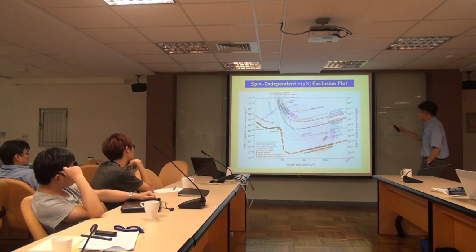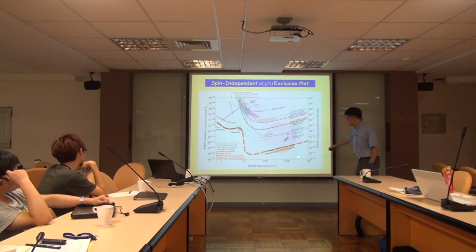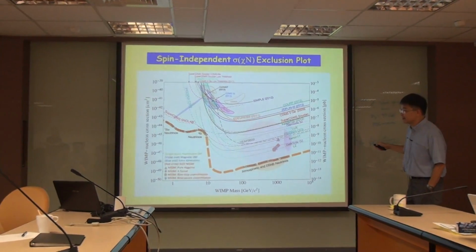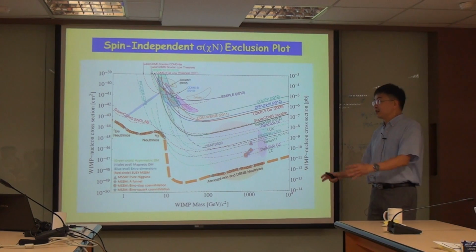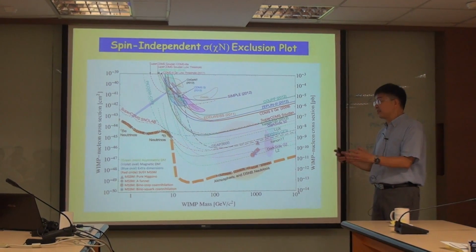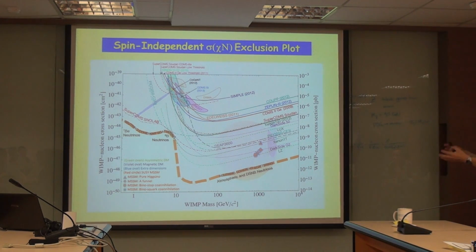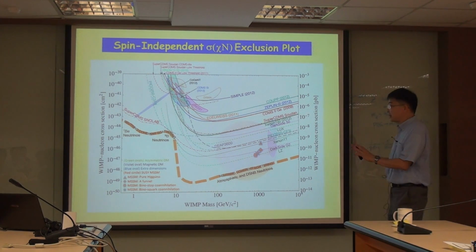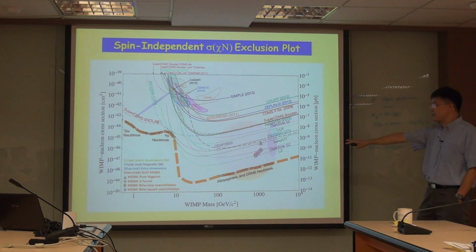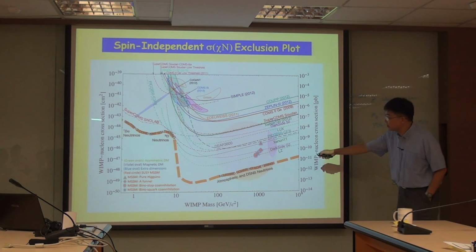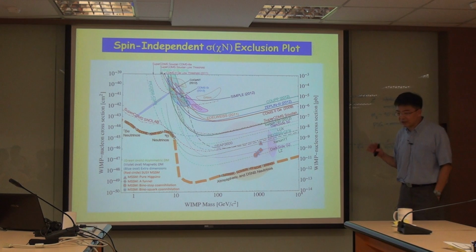Okay, so this one is cross section versus mass, and this plot is for direct detection. If you put a detector here, you have to worry at some point about neutrinos from the sun and neutrinos from the atmosphere. For indirect search, each class obviously has its own different background. So the neutrino coherent scattering background applies only to direct search.